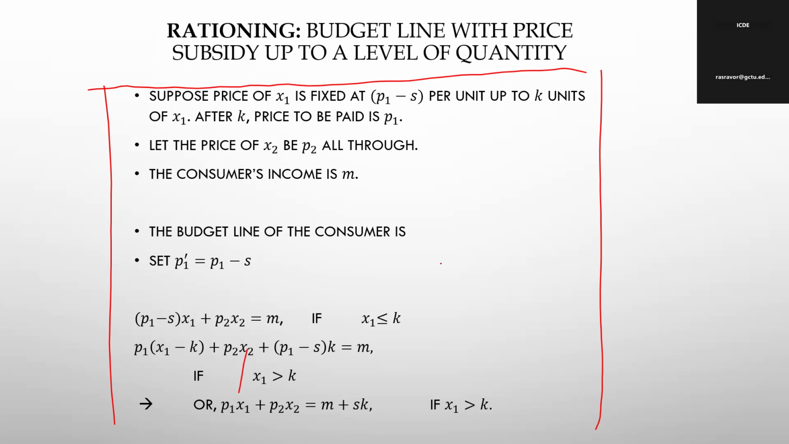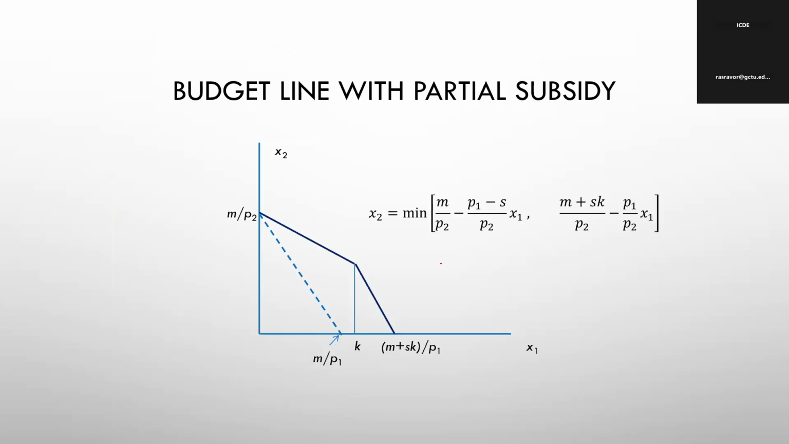So the budget line is this, and this is called partial subsidy. I want to end here because I need to take my time to explain this. So let me end here, and then I would send some assignment.